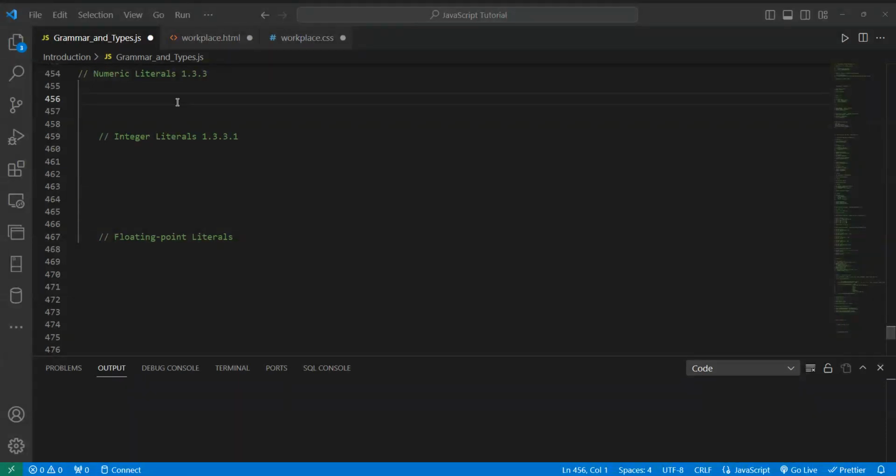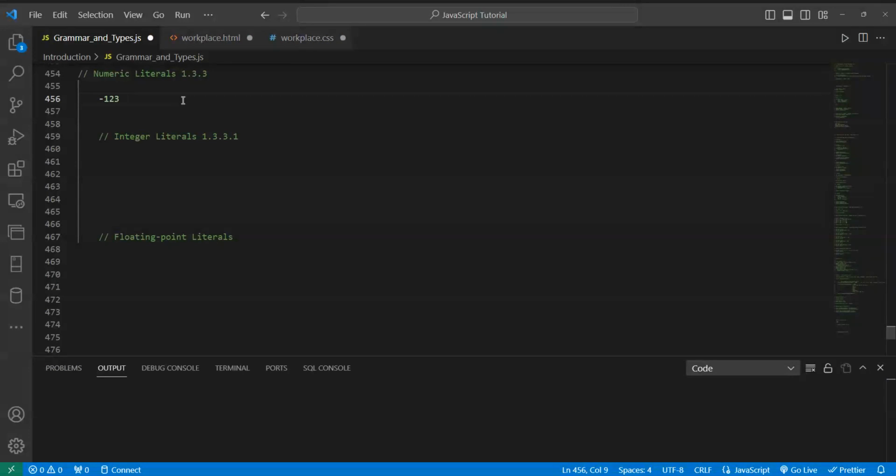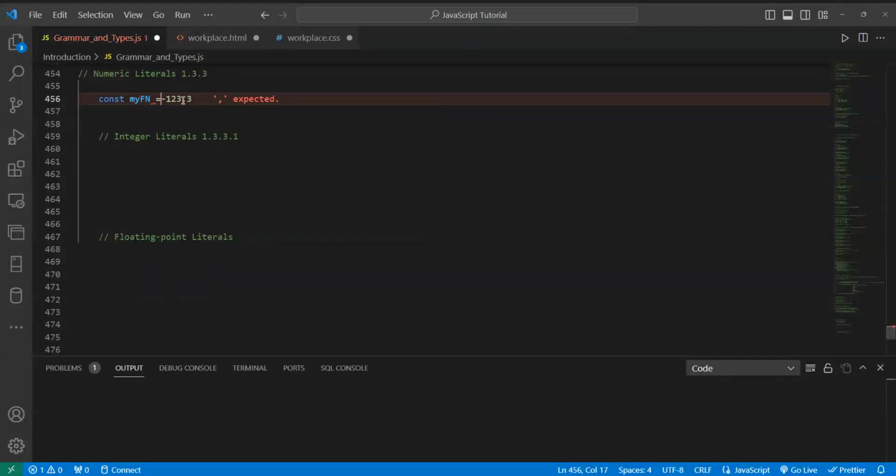So integer literals, what is that? But before that, let me give you a numeric literals example. We're using minus 1.1 to 123.3. Do you think we can output that number in this way? Let's say const my float number in that way. Now, as you see, we have equals and minus together. Do you think the computer, or exactly the JavaScript language, will get confused when seeing that?